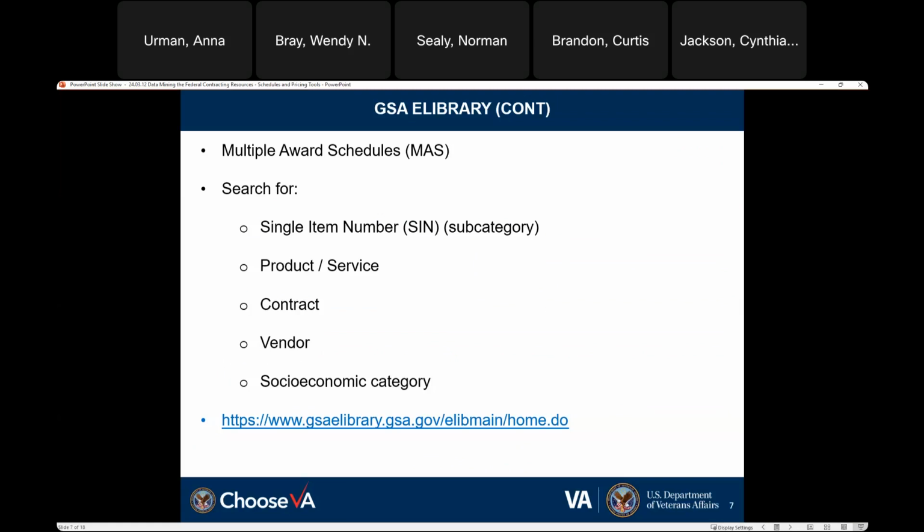You could look for specific vendors if you want to know what a particular company is selling through schedules, or you may want to get a sense of who are the SDVOSB companies that have multiple award schedules. You could also, if, for example, in researching awards, you identify a GSA contract number, you could look for that specific contract number and get a lot of information based on that contract or that schedule.